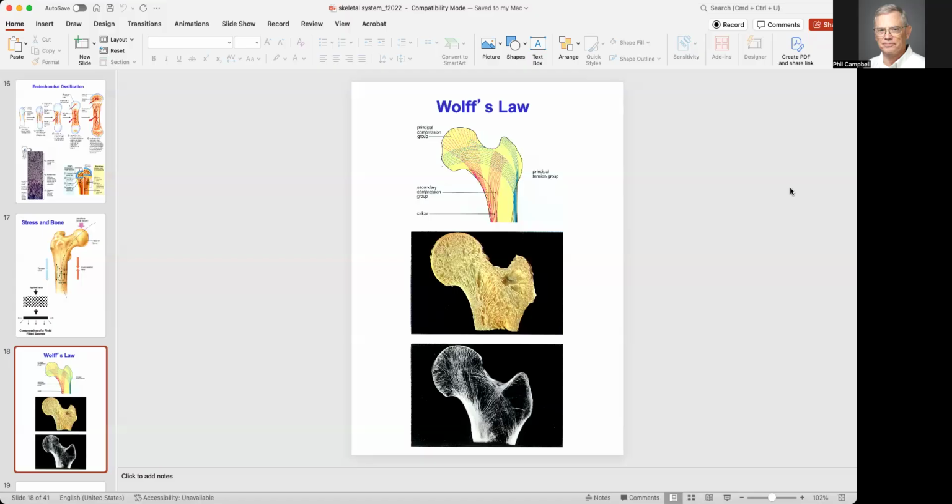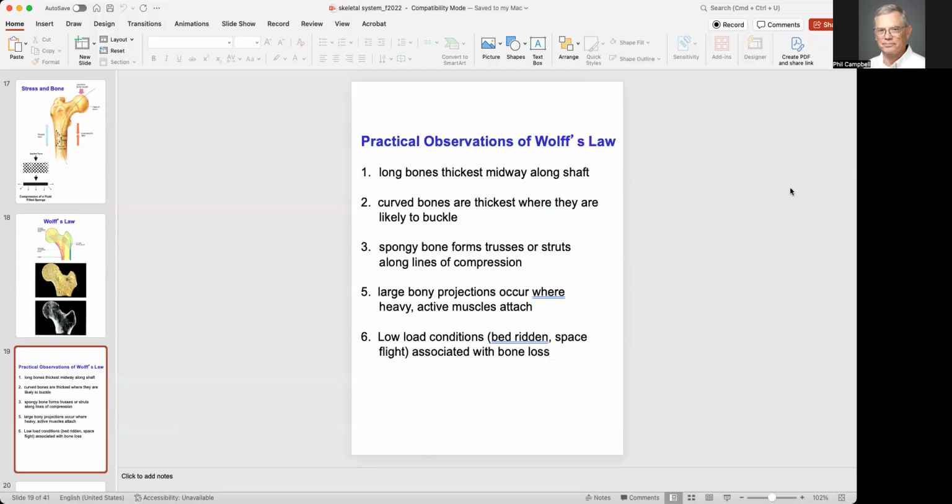So let's get to what I want to talk about, the practical observations that are associated with Wolff's Law. So number one, long bones are thickest where they're most likely to buckle, around the middle, and spongy bone forms trusses and struts. Remember that. I showed you those pictures in the first lecture. They are designed to provide stress relief with the minimal amount of bone.